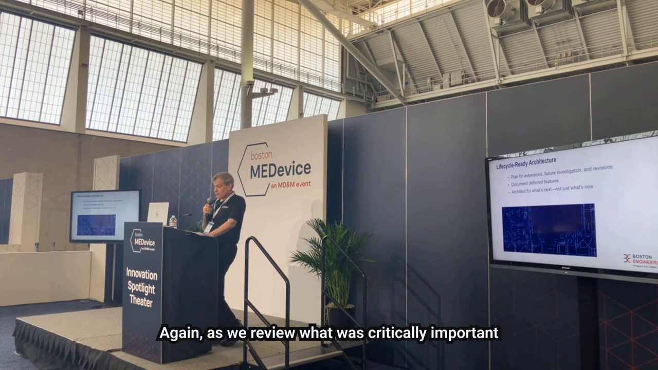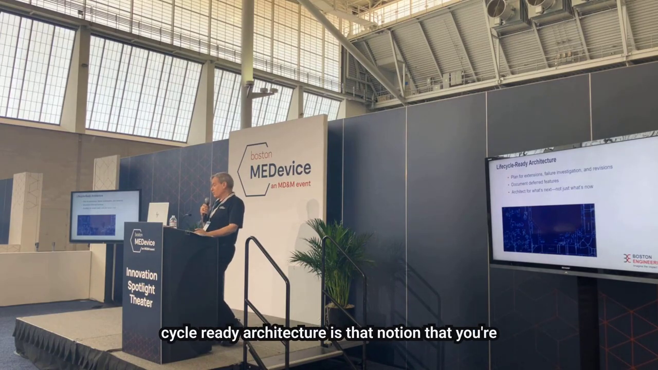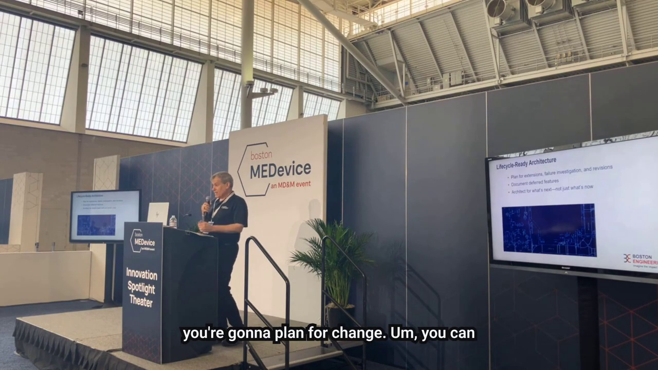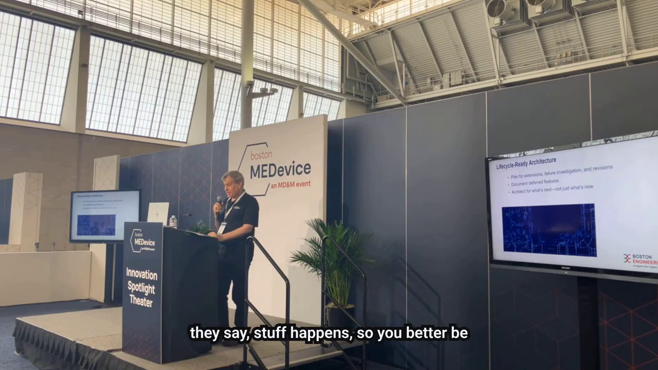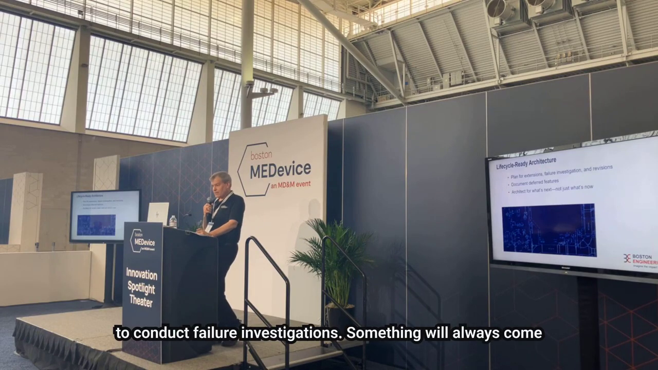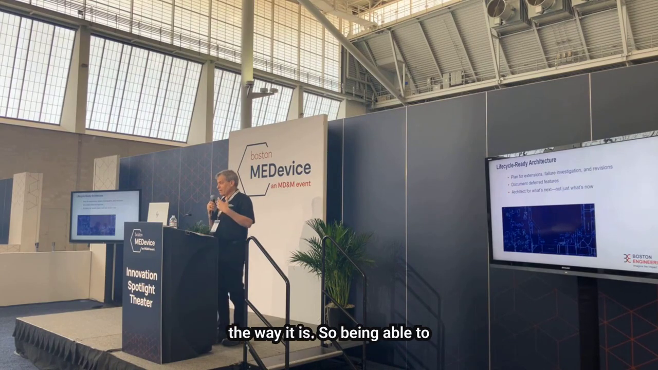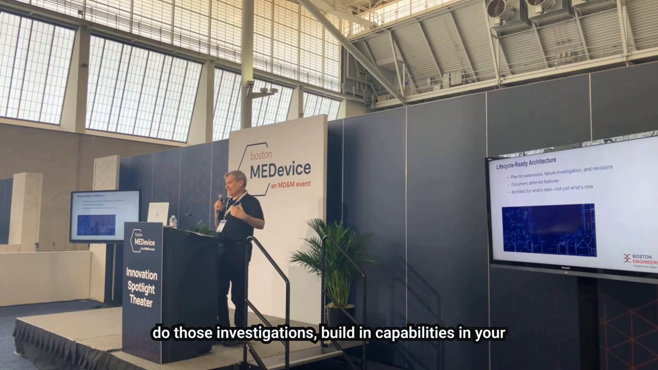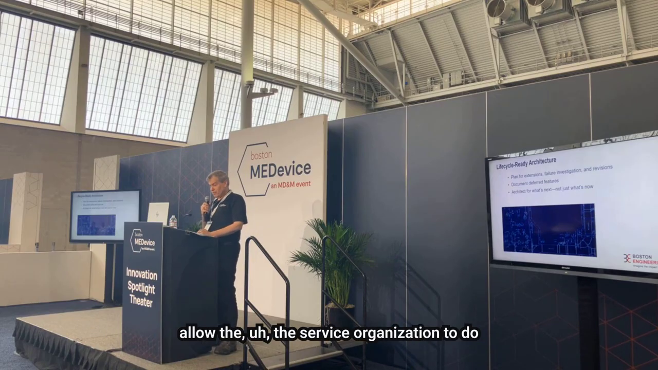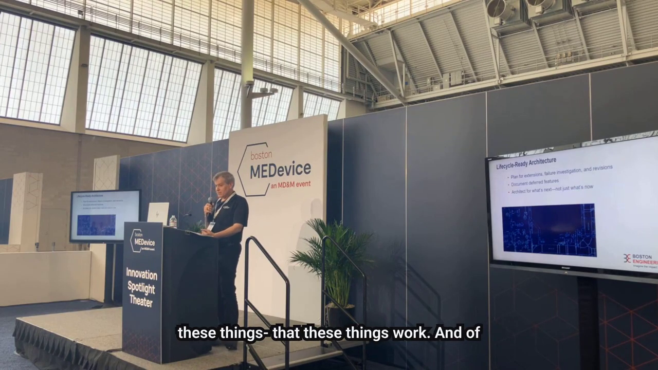Again, as we review what was critically important about that product life cycle ready architecture, it is that notion that you're going to plan for extensions, you're going to plan for change. You can plan as much as you want, but as they say, stuff happens. So you're going to be ready and plan for being able to conduct failure investigations. Something will always come up that you didn't think of. It's just the way it is. So being able to do those investigations, building in capabilities in your system, perhaps network connectivity, perhaps other hooks that allow the service organization to do their things, becomes particularly important. And you'll have to eventually make revisions. That's just the way these things work.